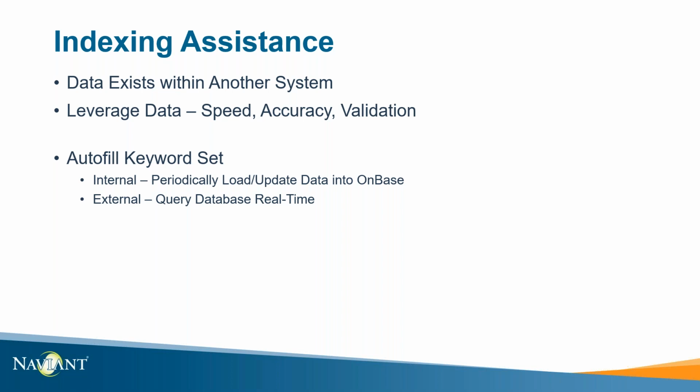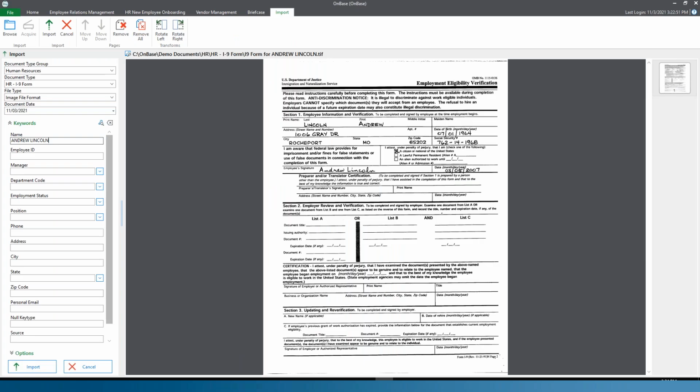And there are two different types of that. One is internal to OnBase, where we load that data into OnBase on a periodic basis that we can use for indexing assistance. The other is external, which means that we have a SQL query where, in real time, we're querying that third-party database based upon a primary keyword that we're entering into OnBase, to return back all of the other related information that the other system has.